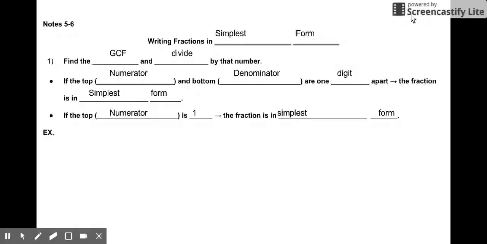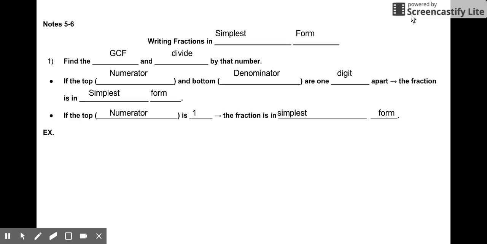So we're talking about simplest form of fractions, which we've already done before. We just haven't spent an entire topic on it, but we did use it a lot for ratios. For writing fractions in simplest form, you have to find the greatest common factor, or just the largest number that can go into both, and then you divide the numerator and denominator by that number.